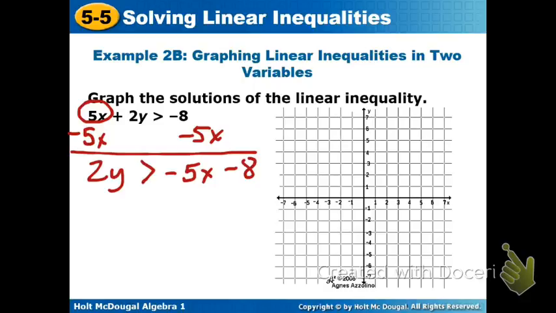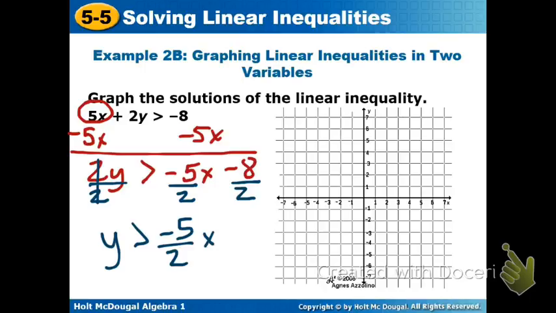Last but not least, we got to get the y all the way by itself, which means we have to get rid of that 2. So we're breaking it apart. That means we divide, and then everything else has to be divided by that 2. Now the slope, that negative 5 over 2, cannot be simplified at all. So I'm going to leave it negative 5 over 2. Remember, fractions are good with slope. Now we've got negative 8 over 2. That one's an easy simplification. 8 divided by 2 is 4. Alrighty, so now that we're in slope-intercept form, let's start graphing.